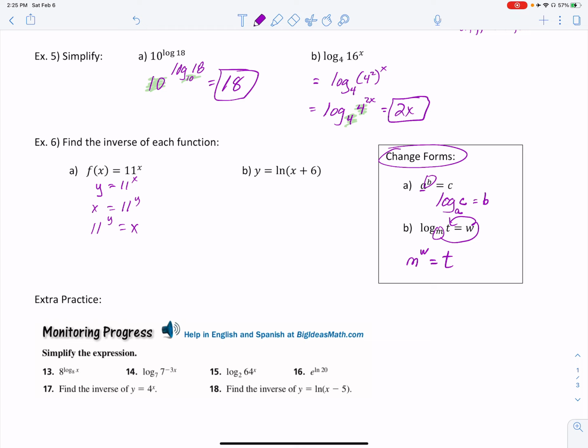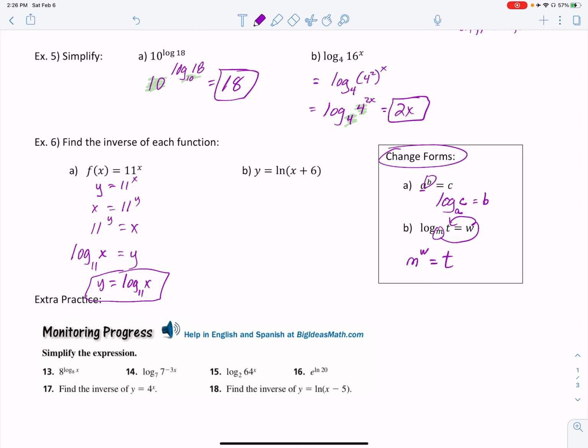The base is 11, so I have log. Make sure that the 11 is a subscript. And remember that the output is the exponent, and what 11 to that exponent equals is your argument. And so we would write y is equal to log subscript 11 of x. And that is the inverse function. We're just going to leave it y equals in this case.